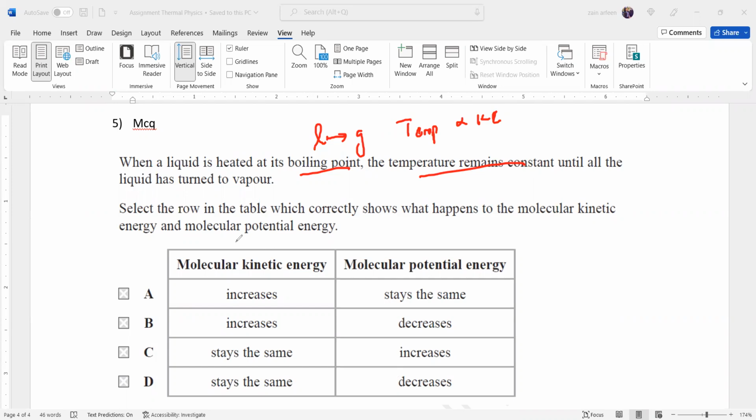It will remain constant. But what happens to the potential energy of the molecules? When we supply heat energy, the liquid turns into gas, so molecules move away from each other, so the average potential energy will increase. That's why C is the valid answer.